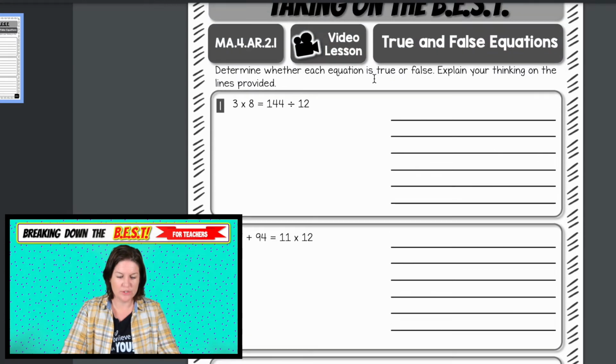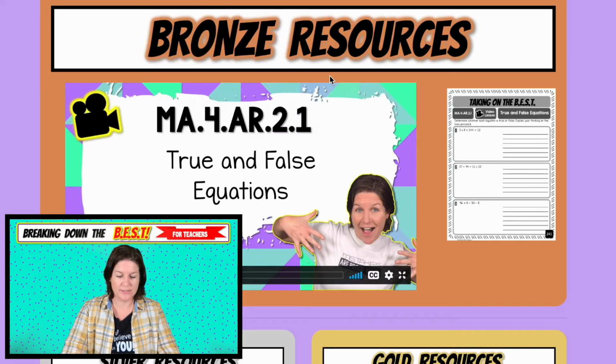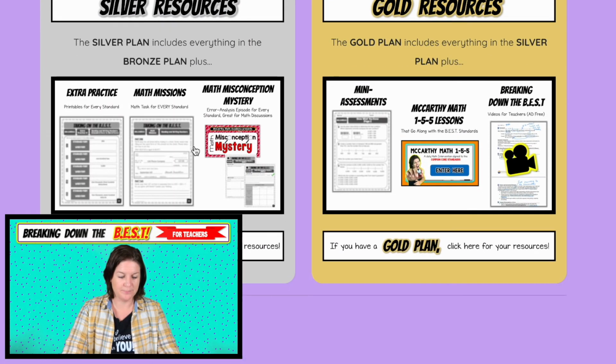Determine whether each equation is true or false and explain your thinking on the lines provided. For this, I would always follow it up with why. Don't just accept the answer of true. Don't just accept the answer of false, but have your students always explain why. That's the expectation of this standard.